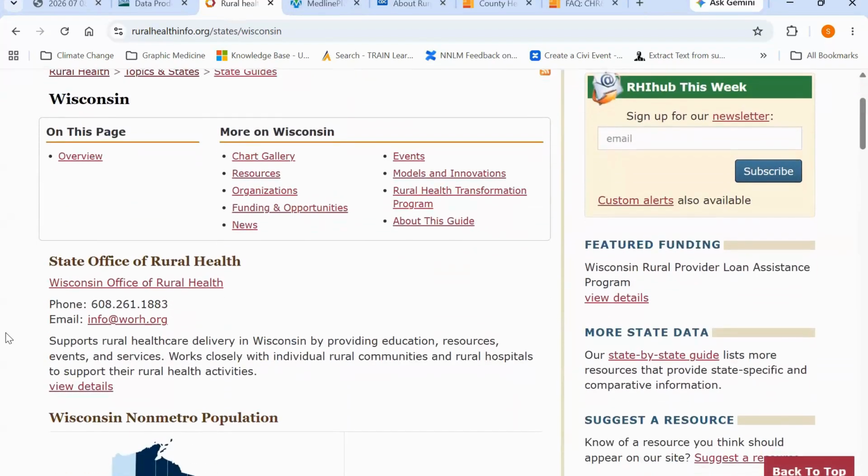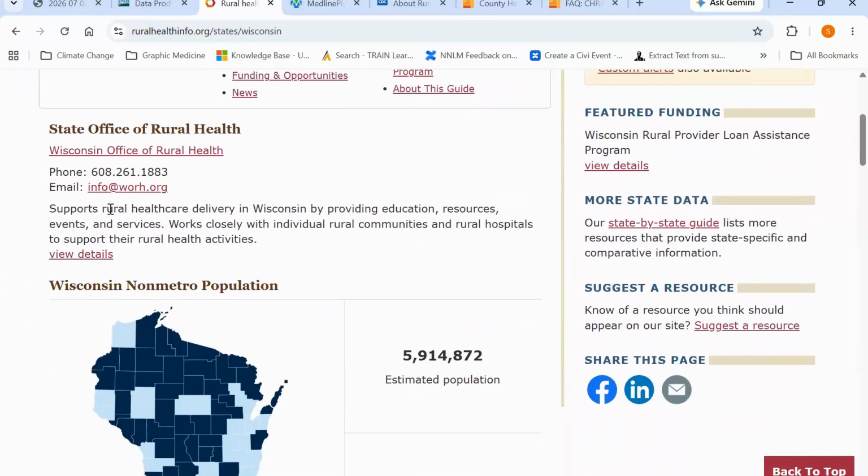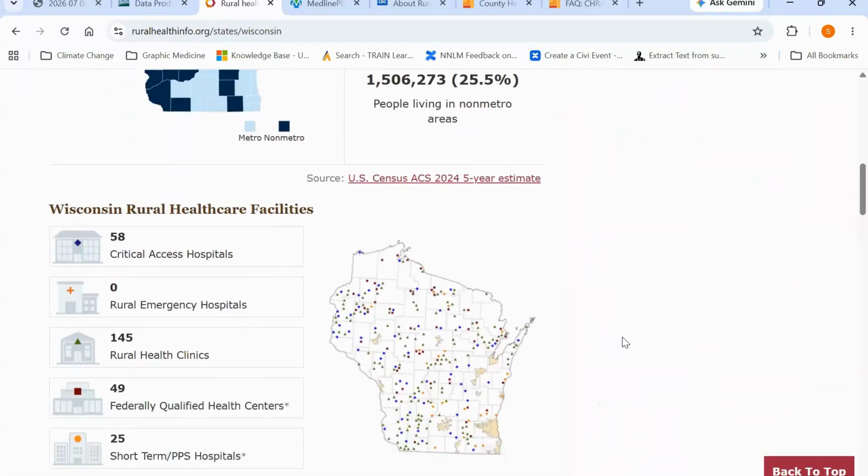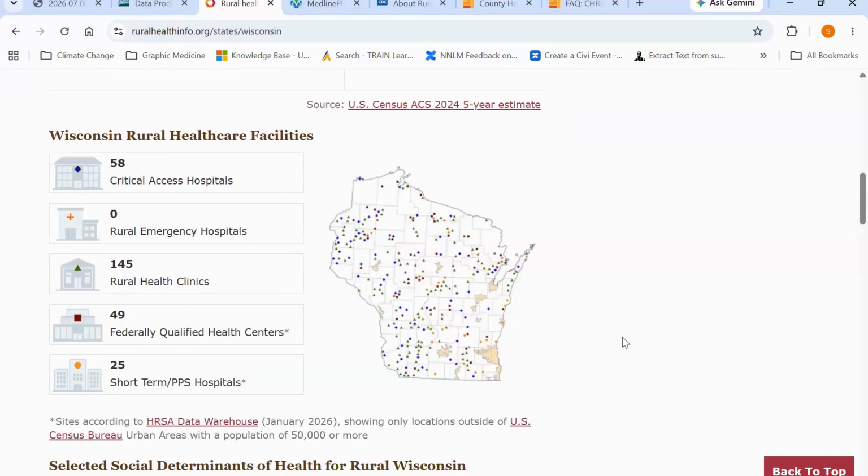And so you have sort of your index on top, chart gallery, resources, organizations, funding opportunities, news, events, models, rural health transformation program, and then about this guide. And so we can look, you've got your overview, you've got your metro versus non-metro counties. You have estimated population versus estimated in non-metro areas. They have a really nice visualization of rural healthcare facilities.